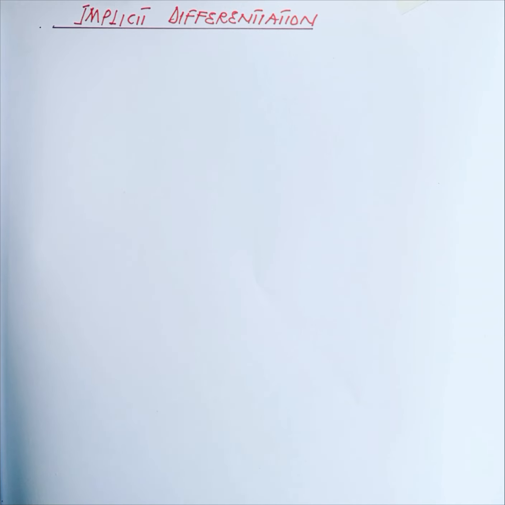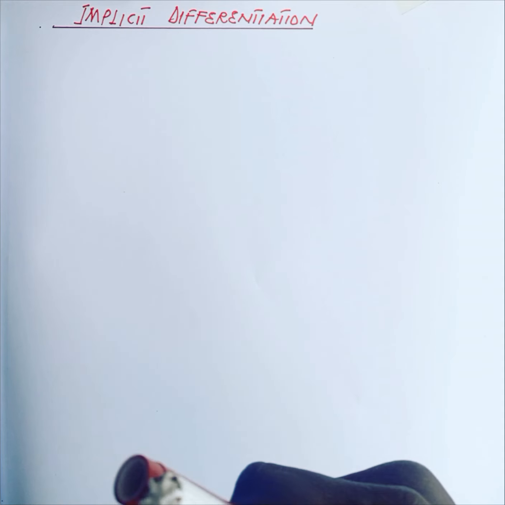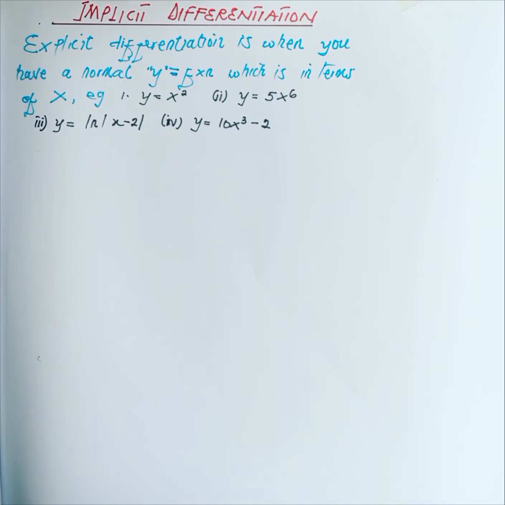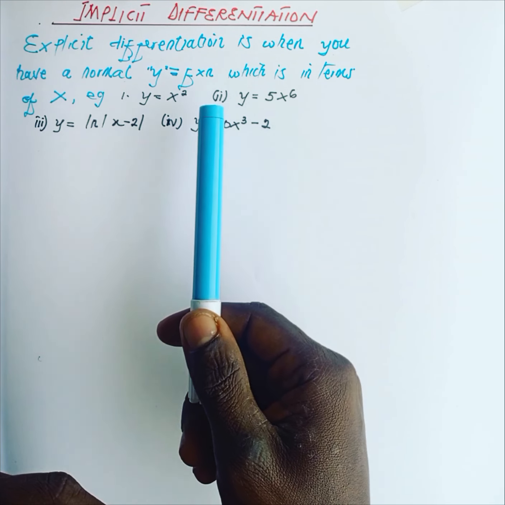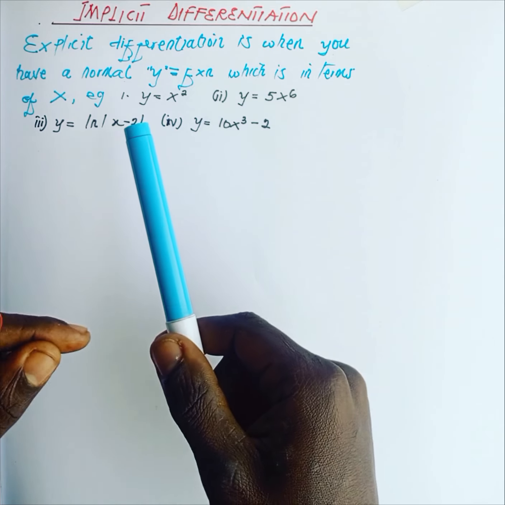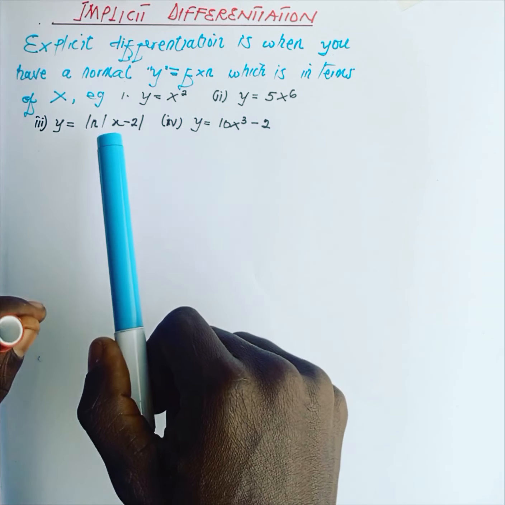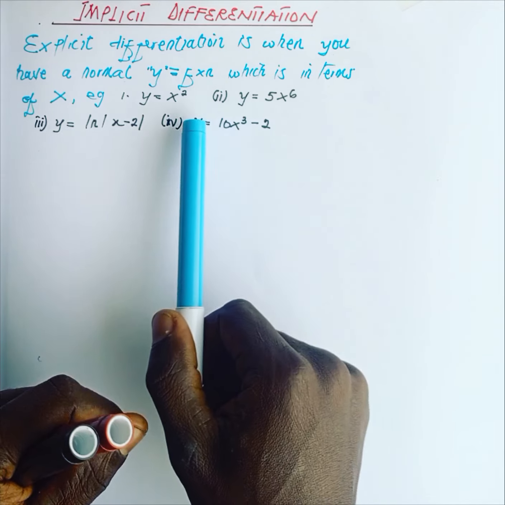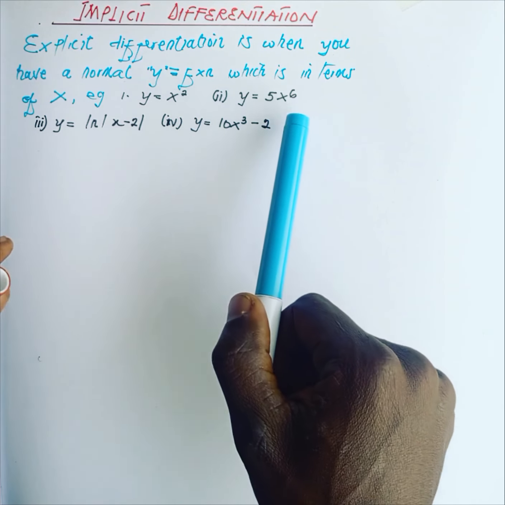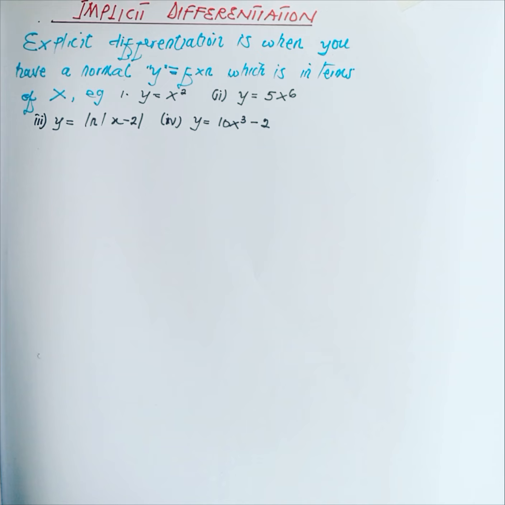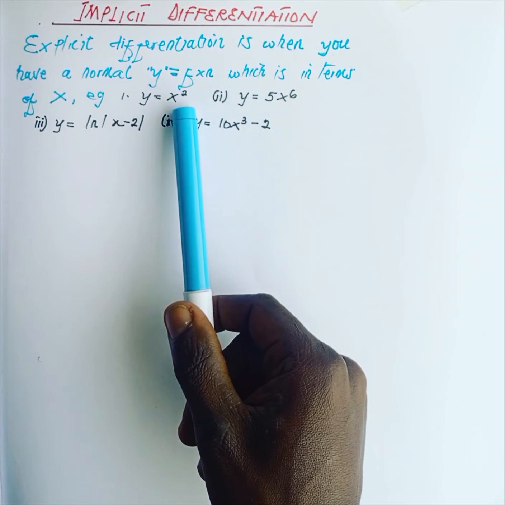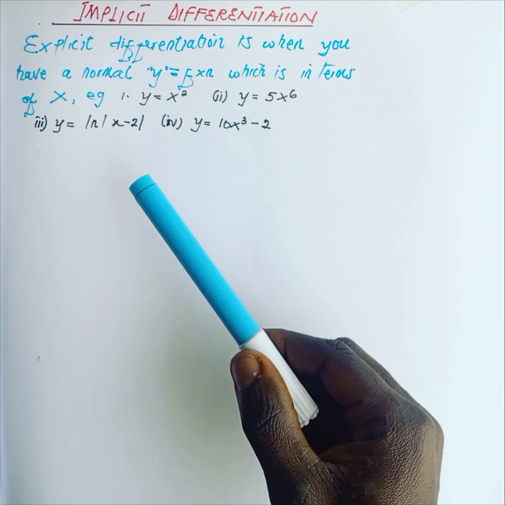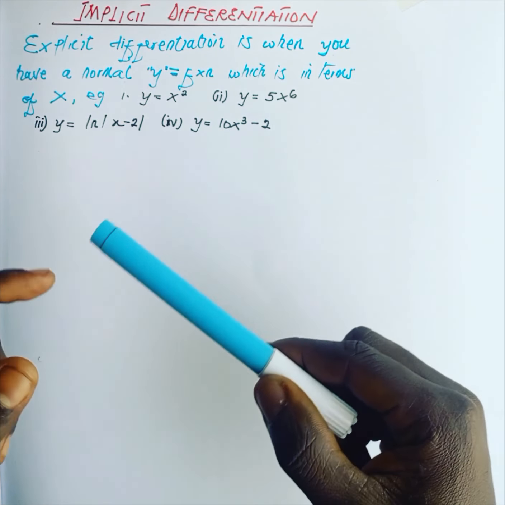Up until now, we've been looking at explicit differentiation, which is just the normal differentiation we have been doing so far. Explicit differentiation is when you have a y function written in terms of x, like those that I've written here. They are all y functions written in terms of x. So all these functions, y is equal to x squared, this and that, are explicitly defined in terms of x.